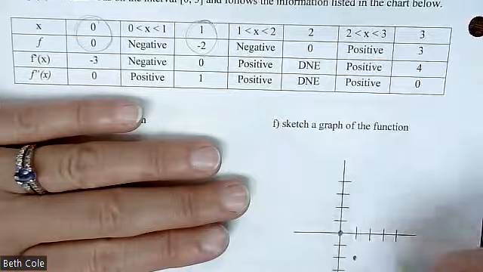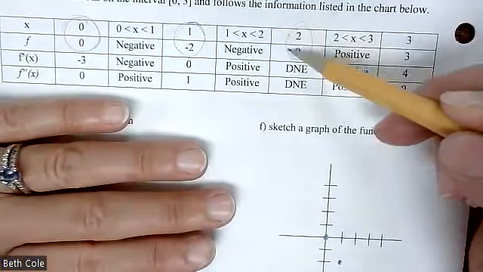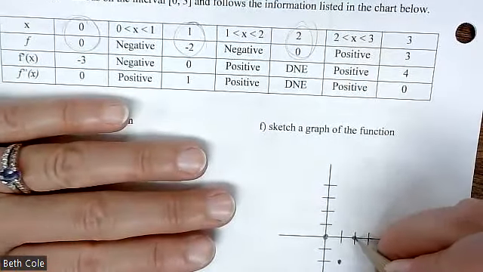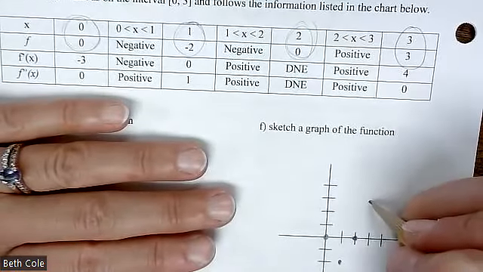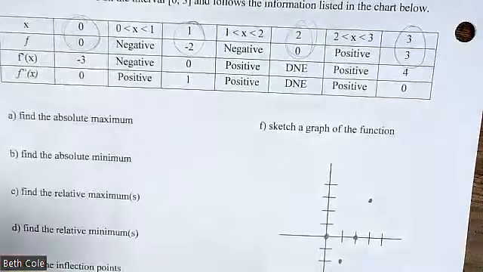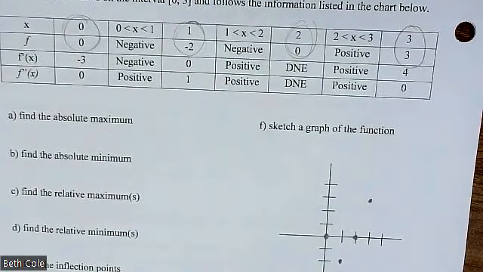That'll be right there. 2, 0. And then what else? 3, 3. All right, so you're just pulling those from the table. Now, you don't really need to look at the first derivative, and here's why.